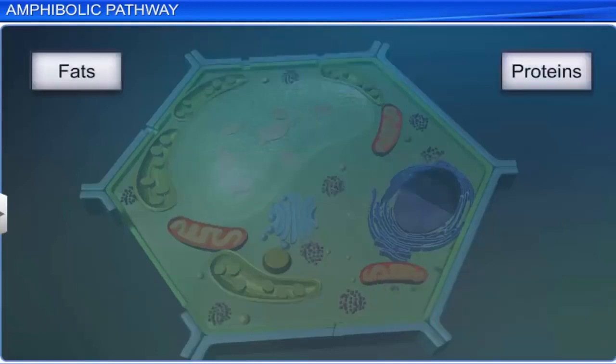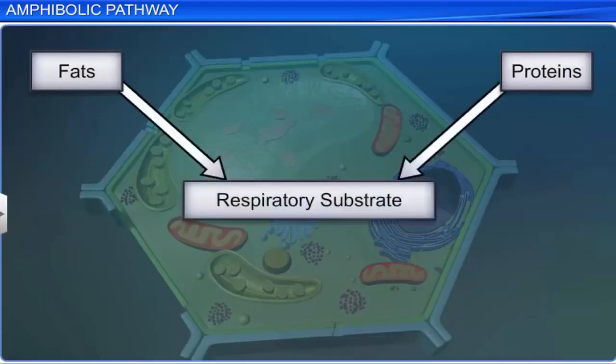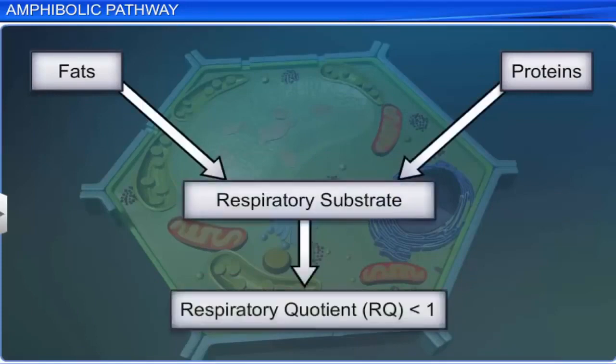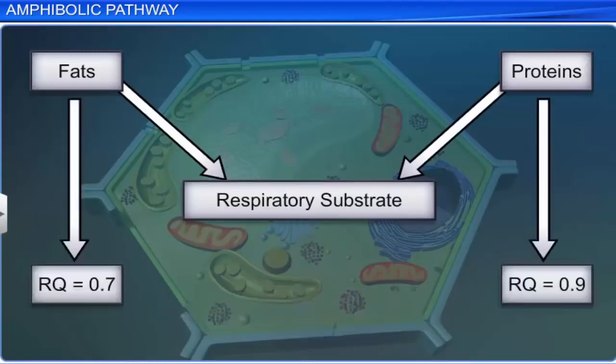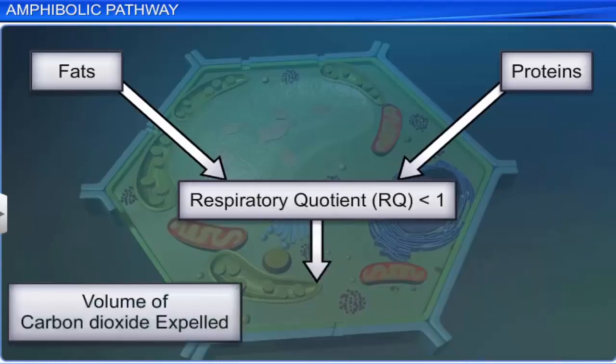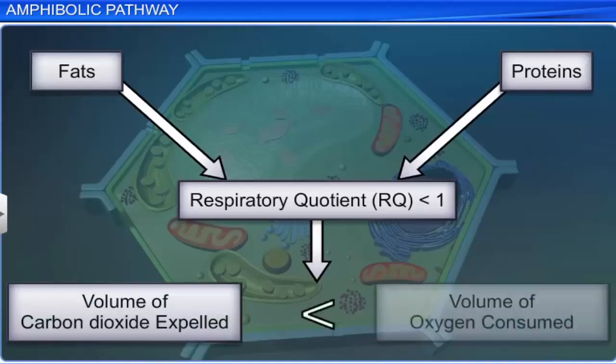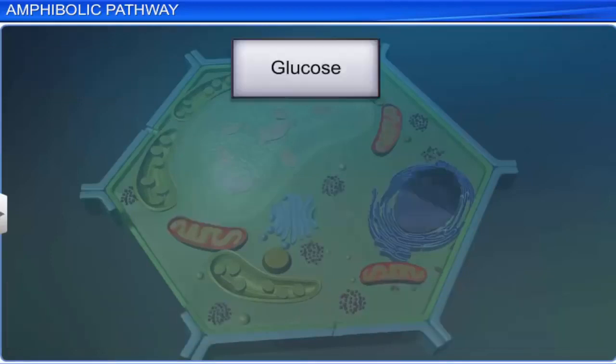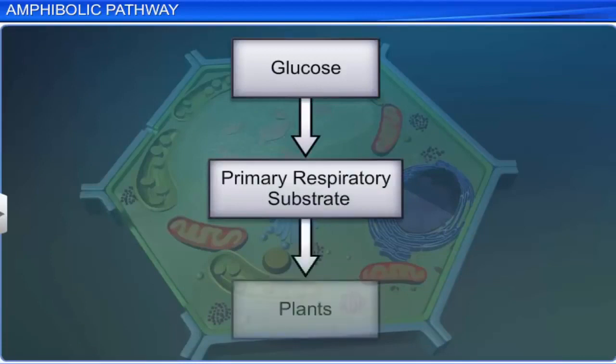But when fats or proteins are used as the respiratory substrate, the RQ value is less than 1. That is 0.7 for fats and 0.9 for proteins, which means the volume of carbon dioxide expelled is less than the volume of oxygen consumed. This is why glucose is used as the primary substrate for respiration by plants.